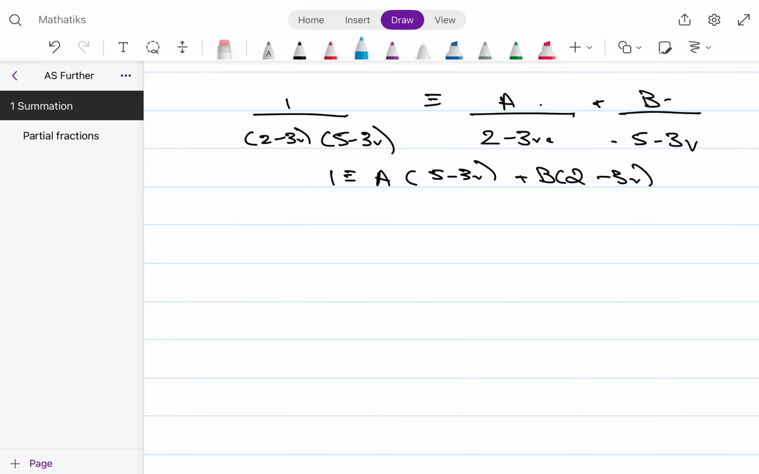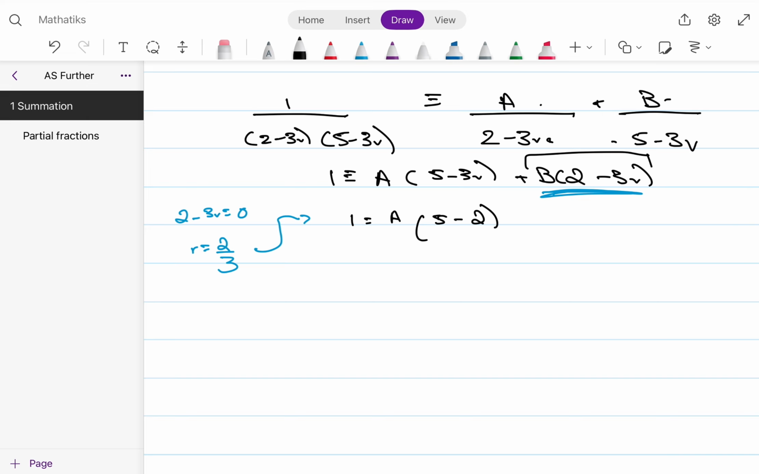Now, to solve for A, I want to make this 0, so there's no B in this, right? So 2 minus 3r equals 0 when r equals 2 upon 3. Let's substitute r equals 2 upon 3 into this. We know that this will be 0, so this is going to be 5 minus 2, which means A is 1 upon 3.